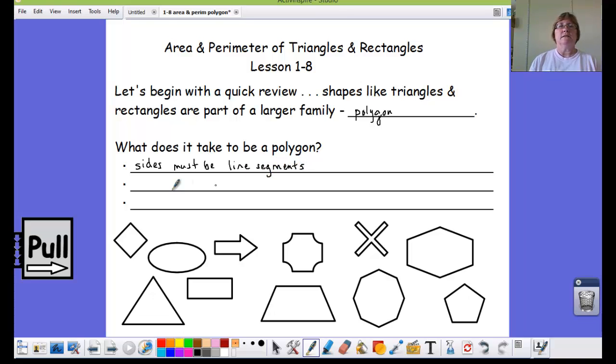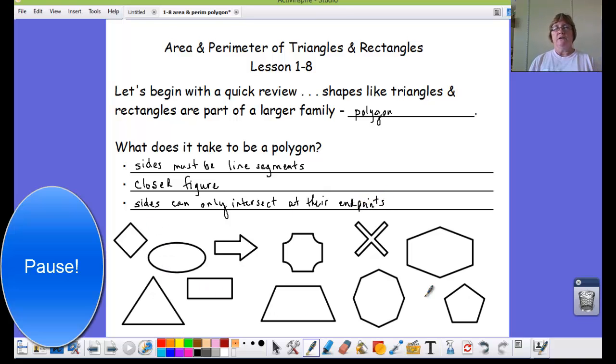To be a polygon, it has to be a closed figure. That is, it has to enclose space. And lastly, the sides can only intersect at their endpoints. Those are the three criteria to be considered a polygon.